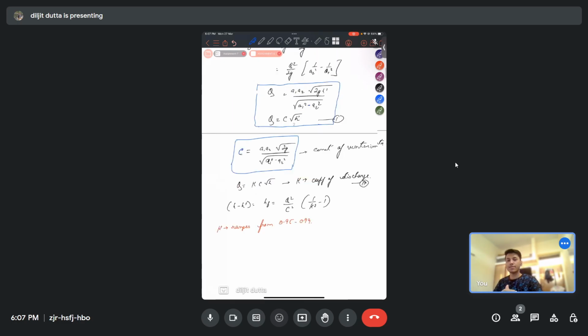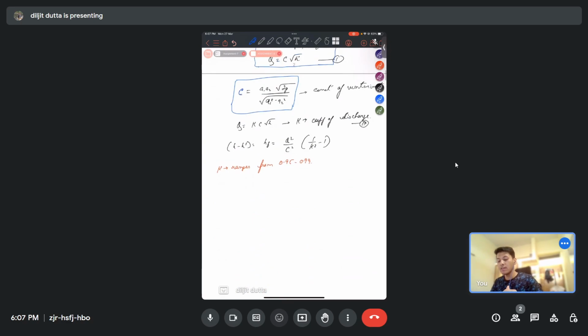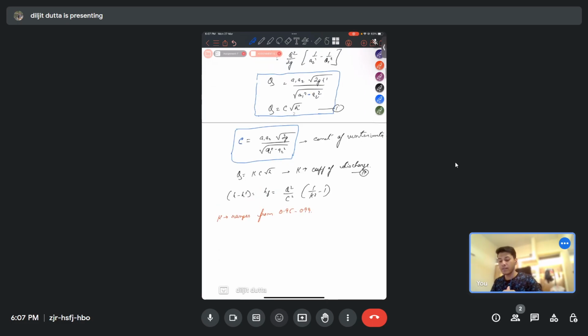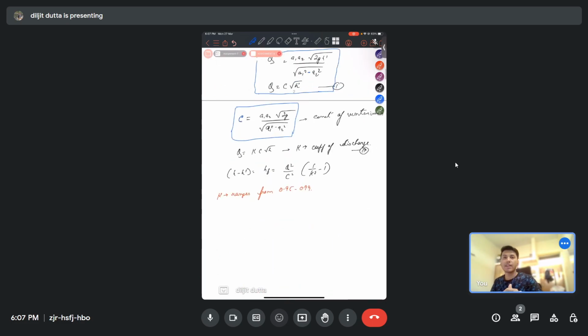So there will be some losses due to eddies formation. Even if we are doing this converging and diverging, giving a large length in the diverging section, there will still be some losses, and also some losses due to width constriction. So considering these losses, the actual discharge that we get by measurement from the manometer will be slightly less than the theoretical discharge. So the actual discharge is related to the theoretical discharge by Q is equal to K into C root H.